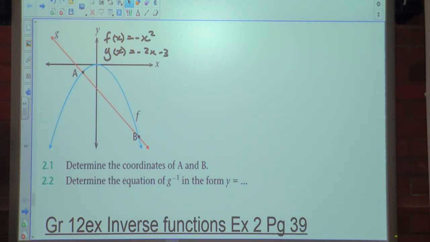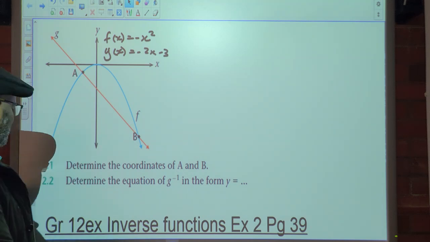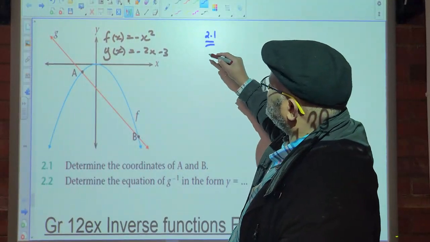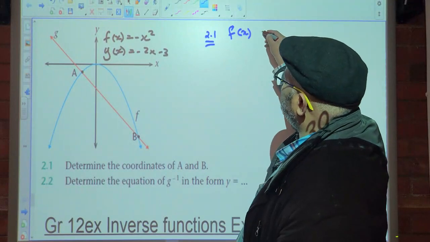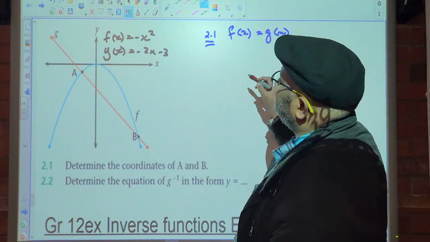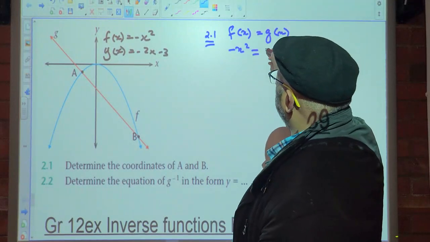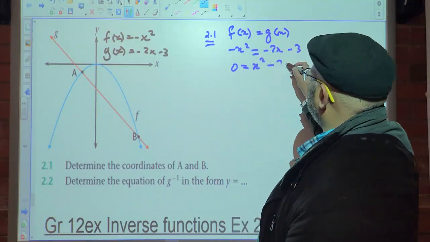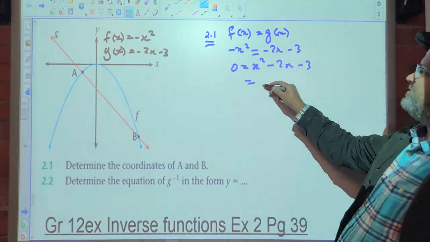Alright. Determine the coordinates of A and B. People, how do we calculate A and B? The points of intersection. How do we calculate points of intersection? So the two graphs equal to each other. So it's going to be negative x squared equals negative 2x minus 3. So 0 is equal to x squared minus 2x minus 3.